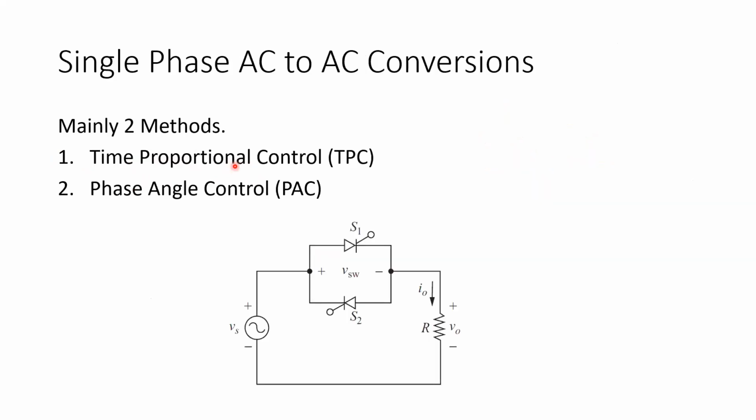Okay. So when it comes to single phase AC to AC conversion, the circuit diagram is something like this. In here, you have this configuration called two anti-parallel SCRs. You know what SCRs are, right? They are thyristors.